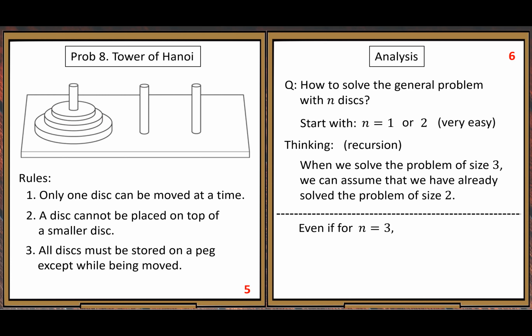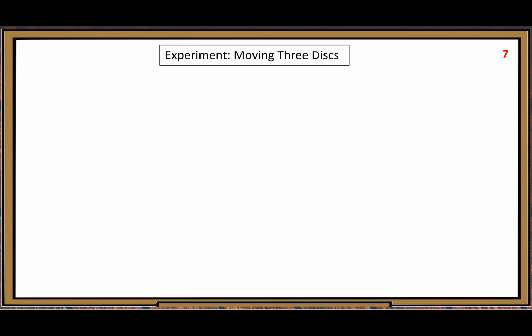Okay, all right, so now for n equals 3, non-trivial. So let us try this case to get some experience. We need to work on it. We need to understand this problem a little better. So we need to do some work. Next, let's do it. So, experiment: moving 3 disks based on those 3 rules. We cannot violate those 3 rules.